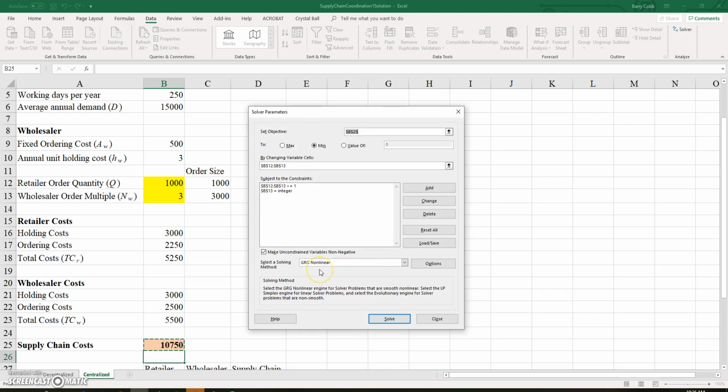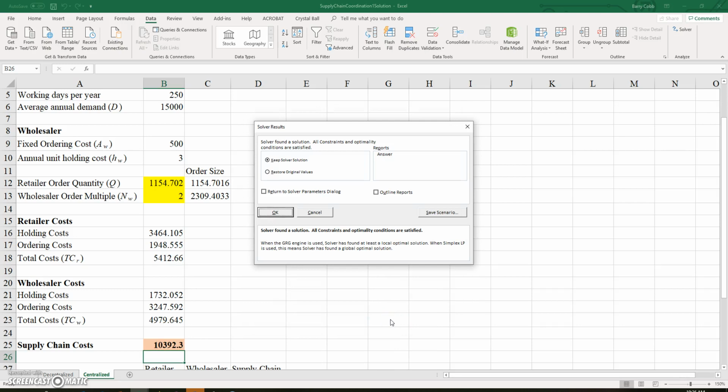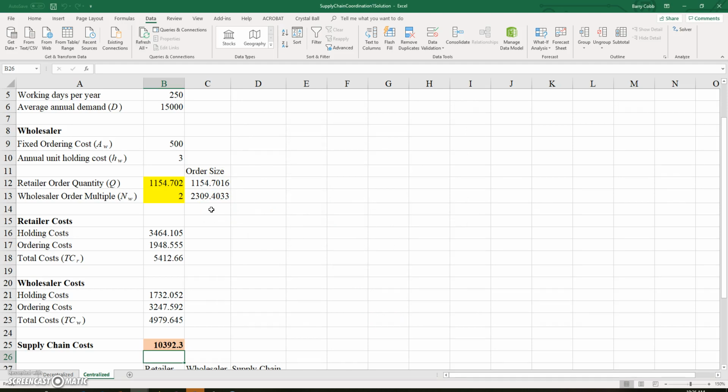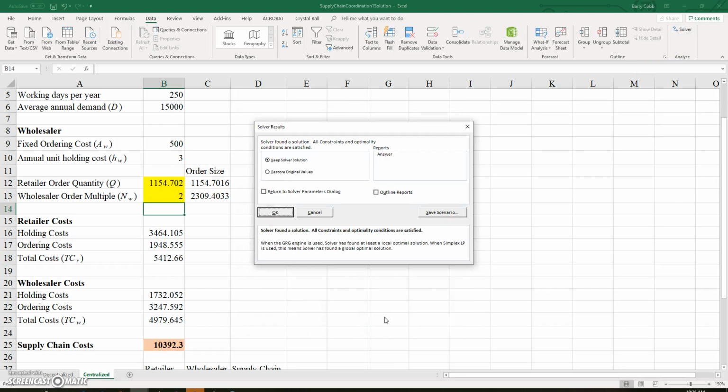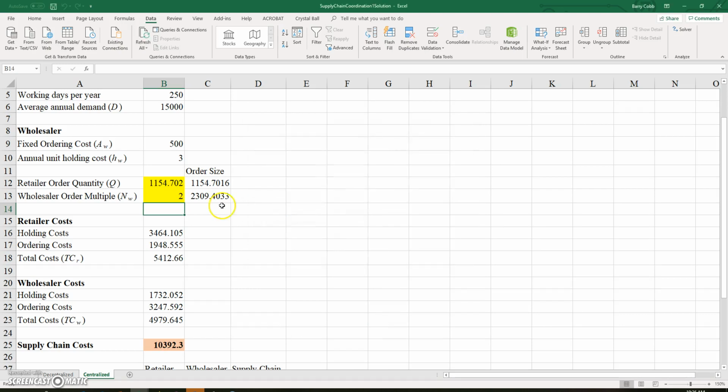We use the GRG nonlinear solving method for this problem. Solver found the optimal solution. If we have difficulty using Solver to get the solution, quite often the best method is to insert very large starting values for the order quantity and order multiple, and then use Solver again to be sure it finds the same solution. Sometimes with integer constraints, Solver can be sensitive to the starting values.